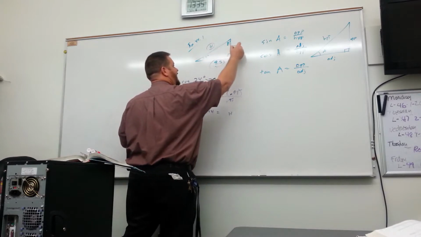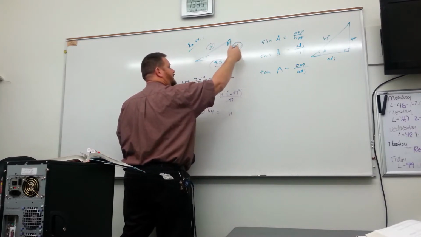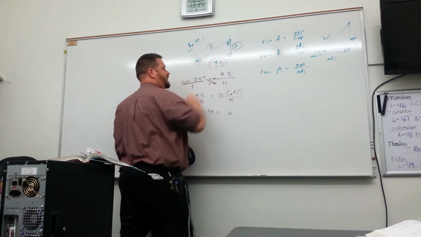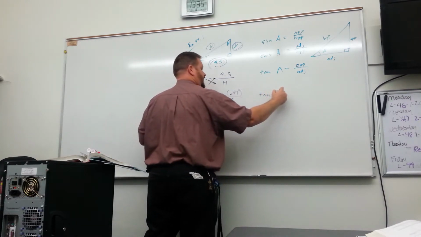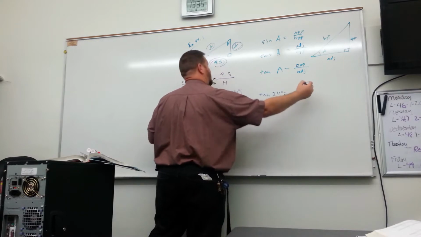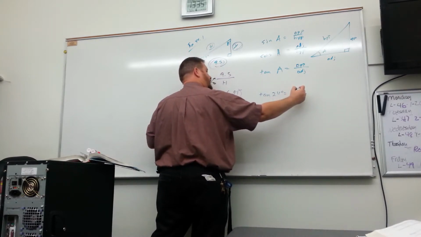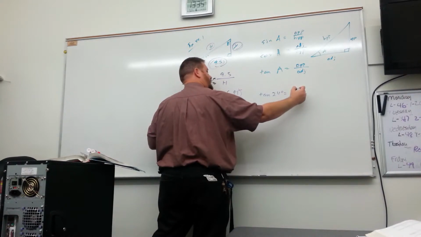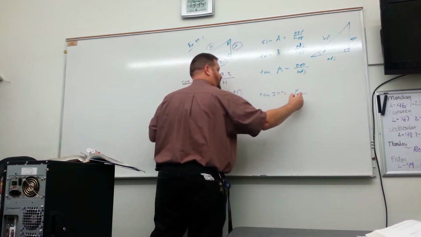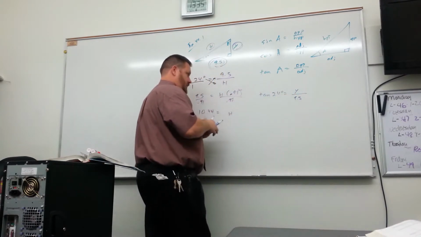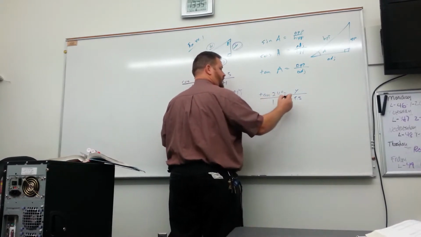Same 24-degree angle. Now this side is the one we're looking for, and we know this one here. The relationship there is tangent. Tangent of 24 degrees is which side over which? The opposite side, which is y, over the adjacent side, which is 9.5. The tangent of 24 is 0.45, and again, put this over 1.